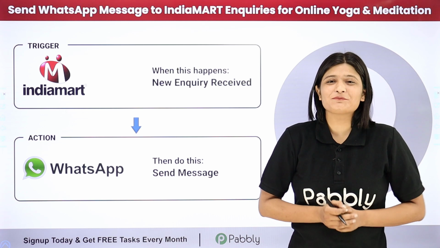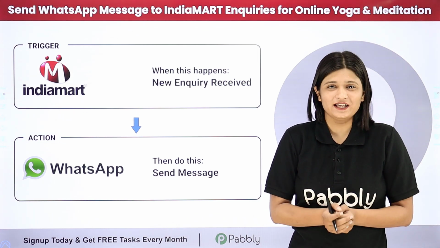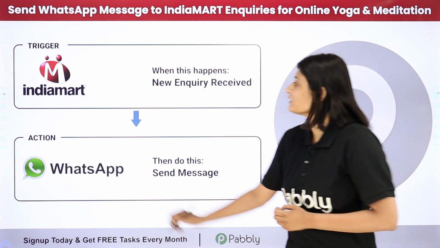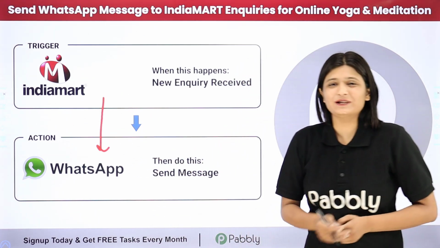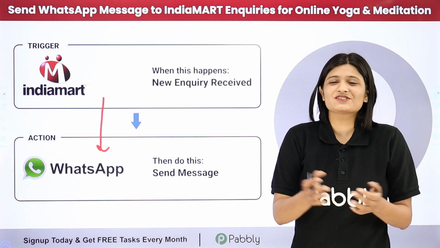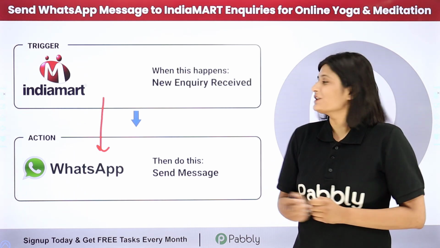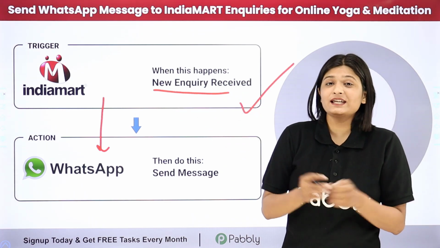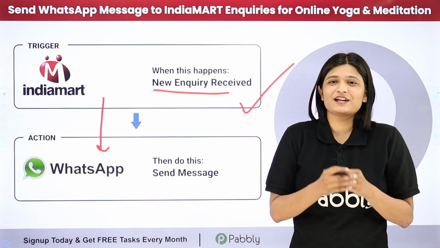So Pabbly Connect is an amazing automation and integration software which requires no coding or programming skills. Here I just need to build connection between IndiaMART and WhatsApp Cloud API. Pabbly Connect runs on two principles, which is trigger and action. Here as my trigger application, I am going to take IndiaMART from where I will receive new lead or the inquiry, and this complete workflow here will get triggered.